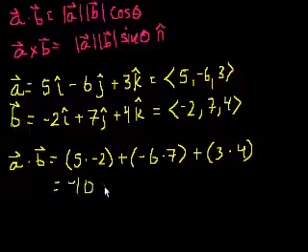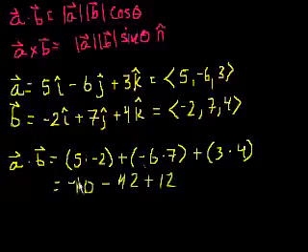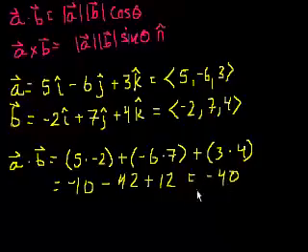So what is this? Minus 10, minus 42, plus 12. So this is minus 52 plus 12. So it equals minus 40. That's it. It's just a number.